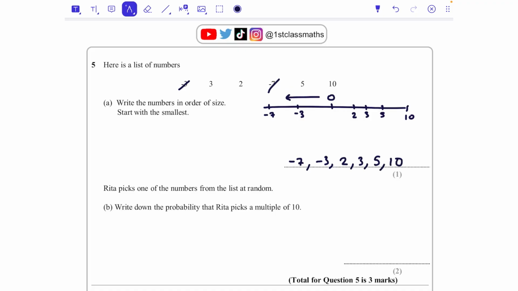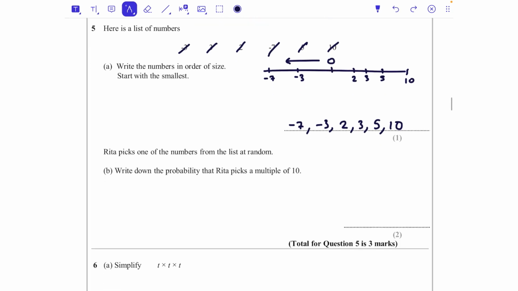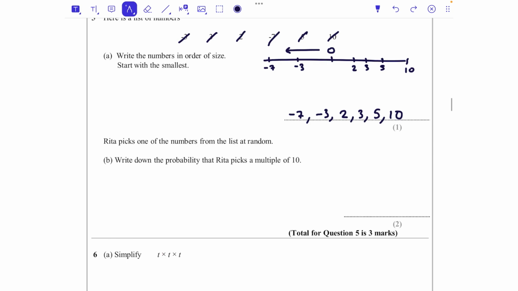And always check you've got 1, 2, 3, 4, 5, 6 numbers in the question, and we've also got 1, 2, 3, 4, 5, 6 numbers in our answer, so I'm happy that I haven't missed any out. That would be a really easy mistake to make, so just double check you've got the same number of numbers afterwards.